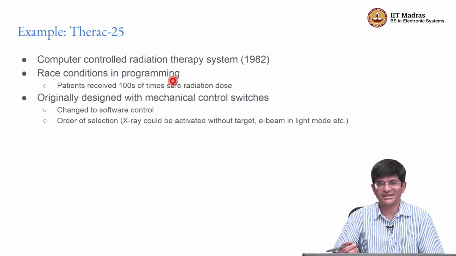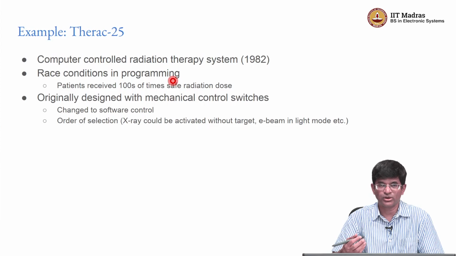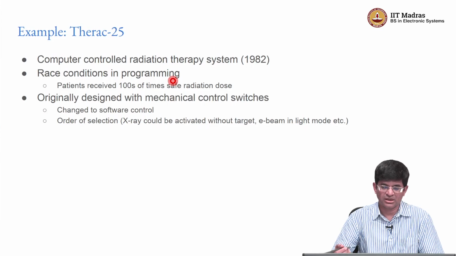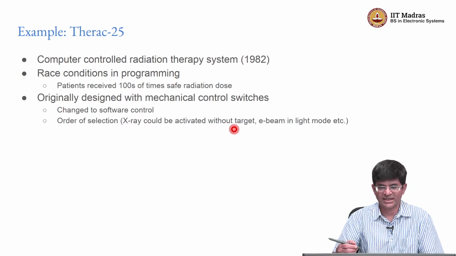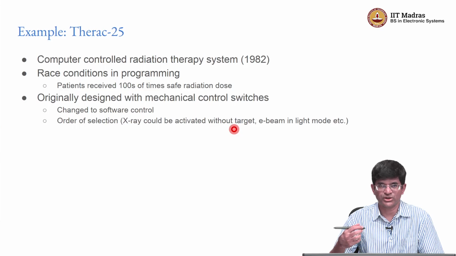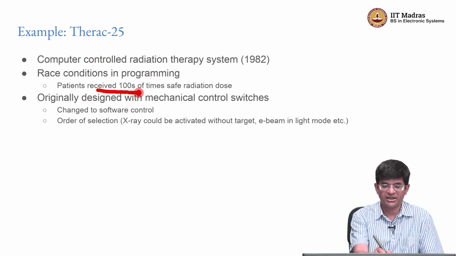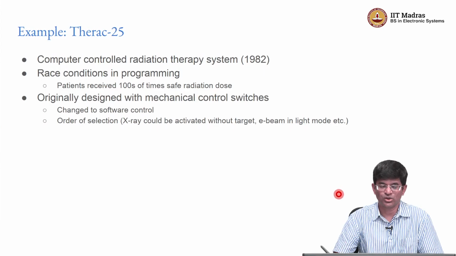The important point is that a software related glitch, it was finally narrowed down to a software related issue, which unfortunately led to a scenario where you could end up having wrong behaviors. For example, it had something where you had to choose between an X-ray beam and a different kind of beam, and the X-ray should have been activated only once the target is already safely in place. There were scenarios in which it could have got activated without the target actually having been positioned properly. As a result, there were scenarios where patients received several times the safe radiation dose, and unfortunately, there are at least a few deaths that were linked to this particular incident.